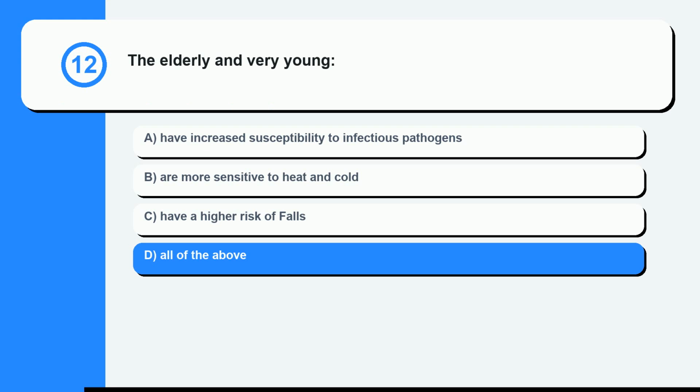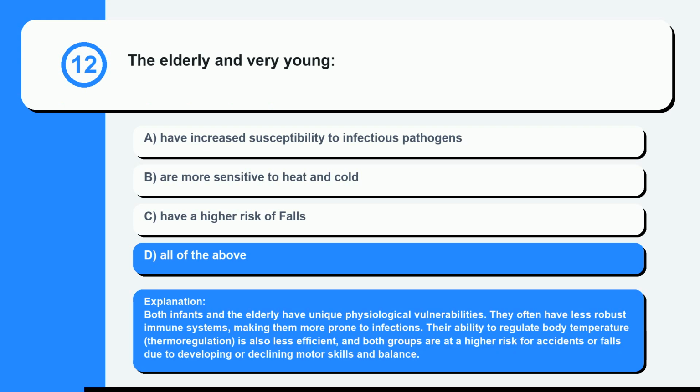Question 12. The elderly and very young. A, have increased susceptibility to infectious pathogens. B, are more sensitive to heat and cold. C, have a higher risk of falls. Or D, all of the above. The correct answer is D, all of the above.